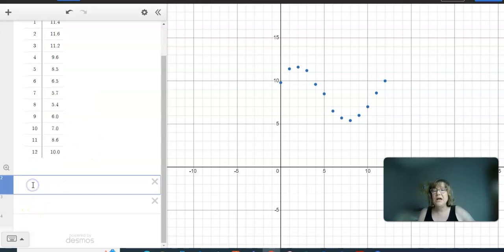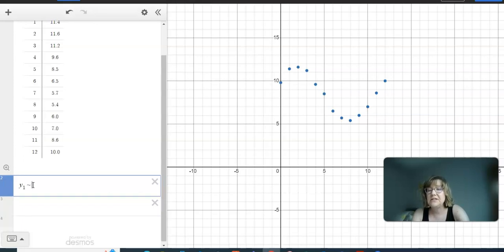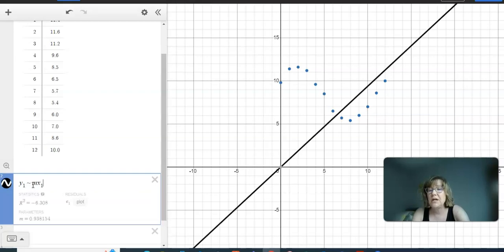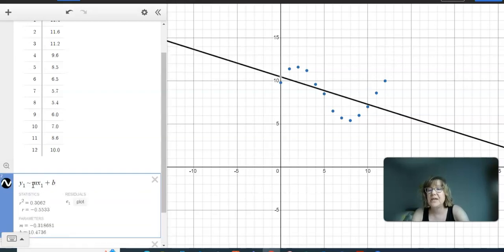Okay. So now you want it to do regression. So if you wanted it to do linear regression, you would do y1 tilde mx1 plus b. Now, obviously that does not look like linear data. My R value is not very good, but you know, I've seen worse. But anyway, it does not look linear.